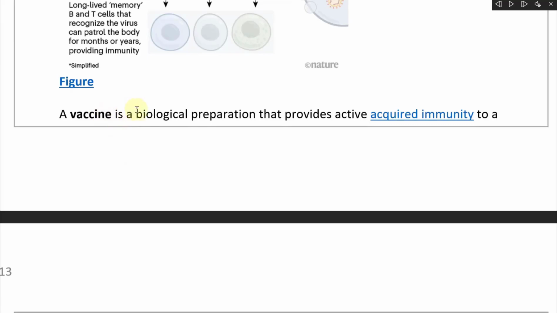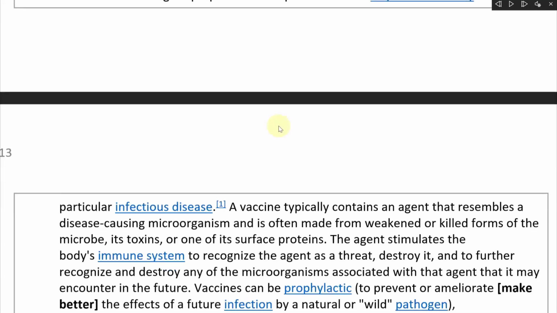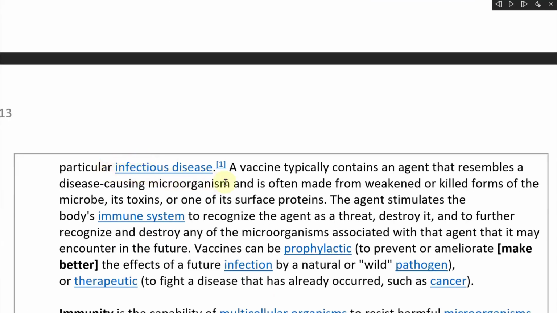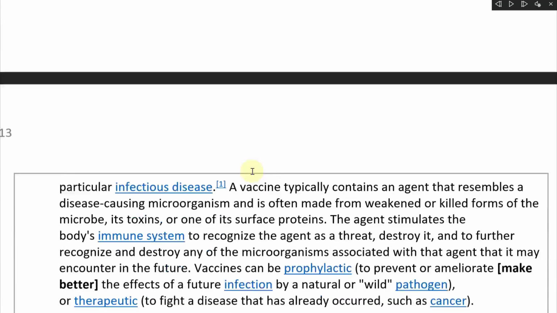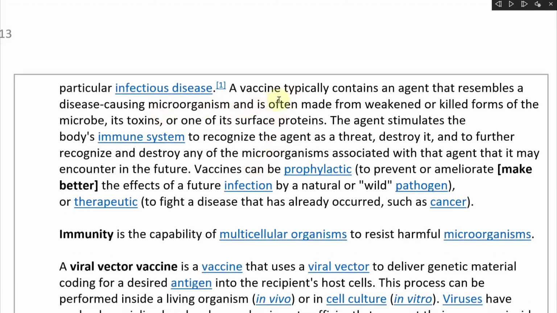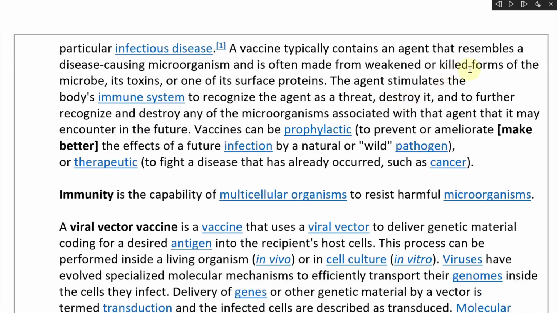All right. A vaccine is a biological preparation that provides active acquired immunity to a particular infectious disease. A vaccine typically contains an agent that resembles a disease-causing microorganism and is often made from weakened or killed forms of the microbe, its toxins, or one of its surface proteins. The agent stimulates the body's immune system to recognize it as a threat, destroy it, and to further recognize and destroy any of the microorganisms associated with that agent that it may encounter in the future.